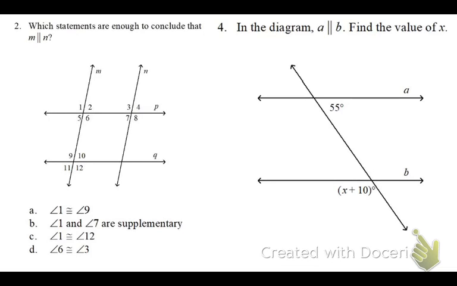Which statements are enough to conclude that M is parallel to N? So, here's M, here's N. Most people got this wrong because they weren't really looking at M and N.